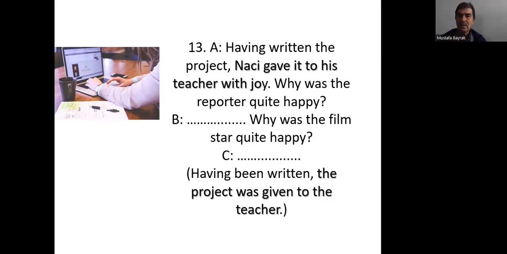Having acted in such a quality film, the star was quite happy. Now let's take a look at the sentence in parentheses, in brackets. Having been written, the project was given to the teacher. Yeah, passive again. Having been written, the project was given to the teacher.